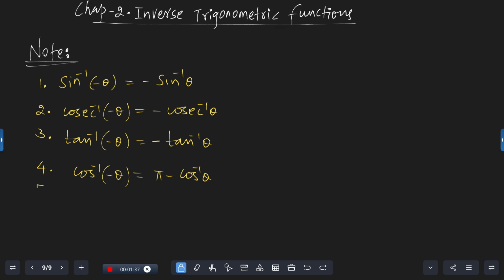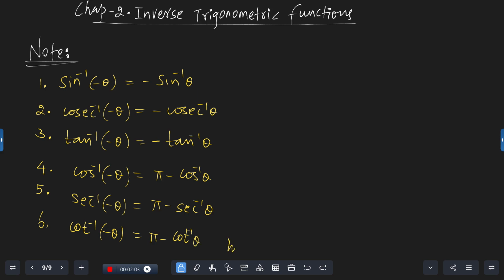Understand? In the same manner, the fifth one, what is that? Not sine, I gave cos, so secant we will take. Secant inverse of minus theta equals pi minus secant inverse theta. And the sixth one, what is that? Cot inverse of minus theta equals pi minus cot inverse theta. Here theta is any real number. Okay? Theta is any number.